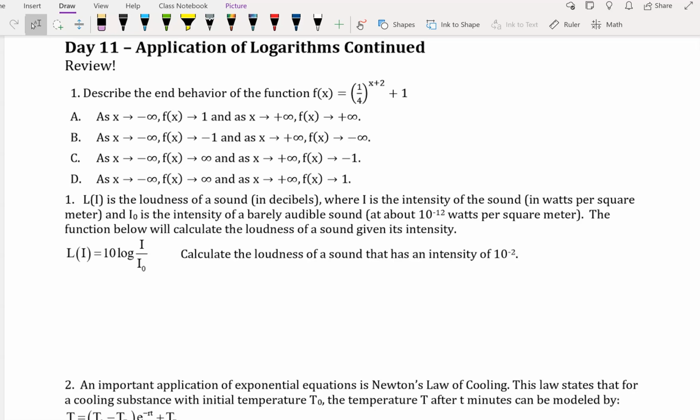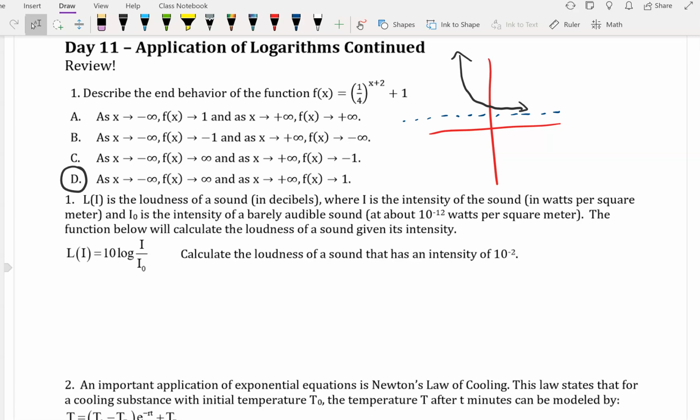Go ahead and do example number 1 really quick and then unpause your video and I'll have the answer. Okay, here's a rough sketch of what the graph's going to look like. It's decay, it's got an asymptote up at 1, so your answer is going to be D.